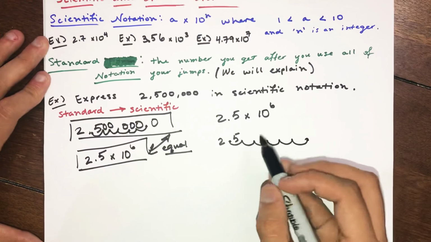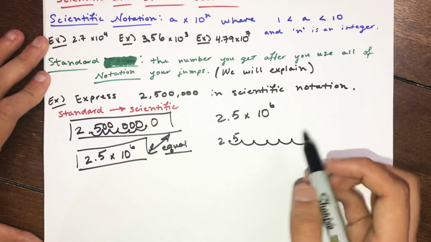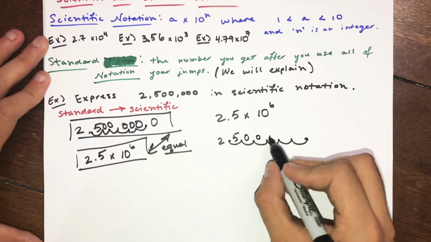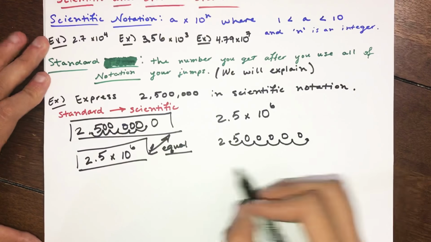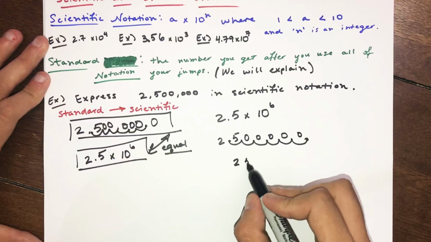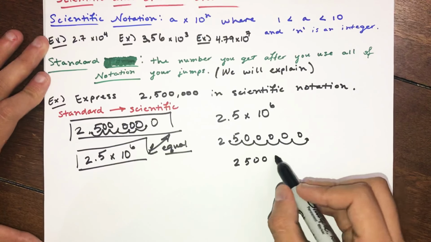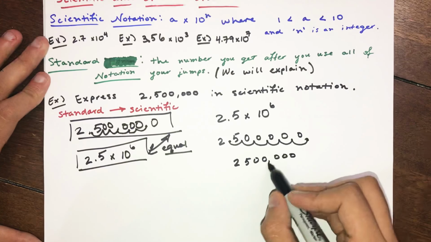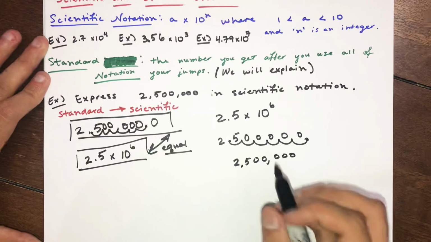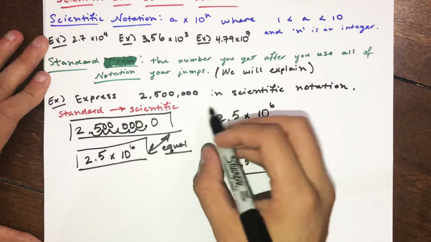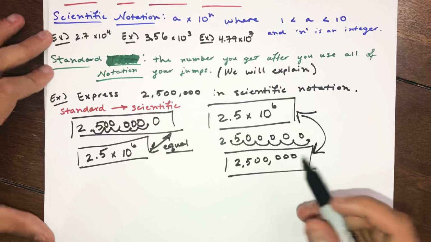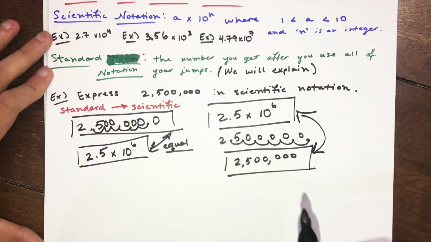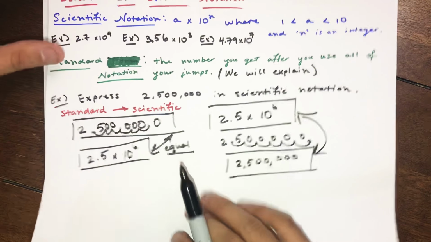For every one of these little hops that we did, we put a 0 in there, so we get 0, 0, 0, 0, 0. If we were to write this regularly, we'd get 2, 5, 0, 0, 0, 0, 0, and if we put commas in, we get this number back. As you can see, they are equal to each other. That's all we're doing. We're just changing the way the number looks. Let's look at another example.